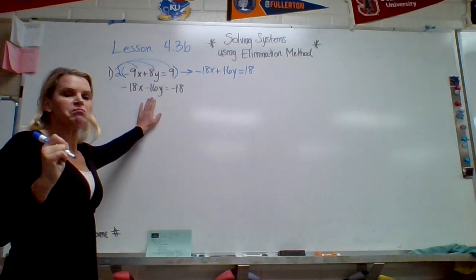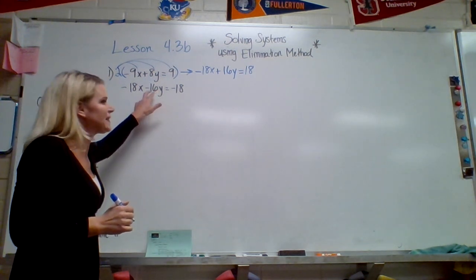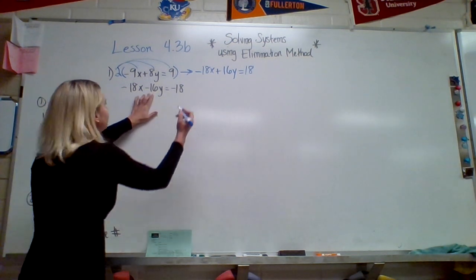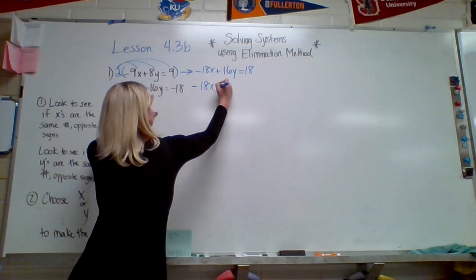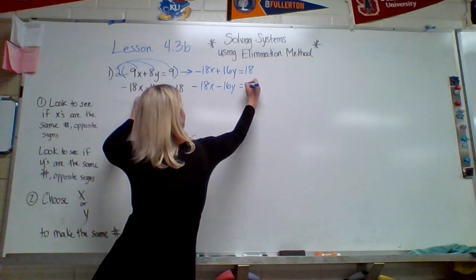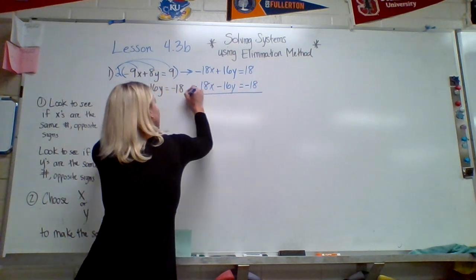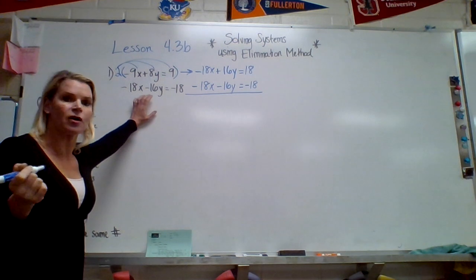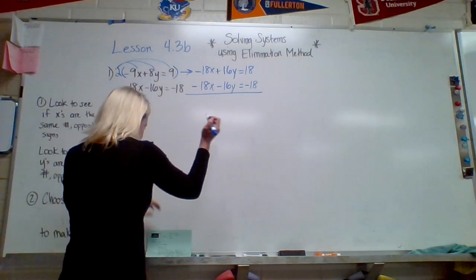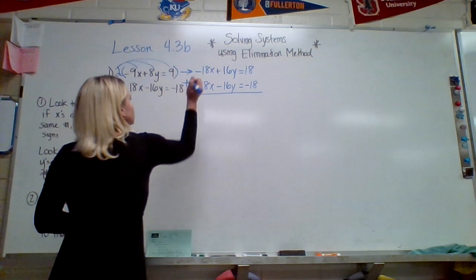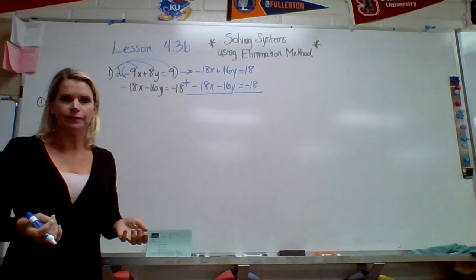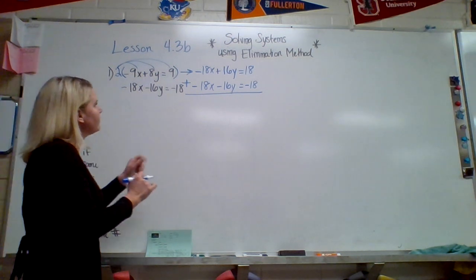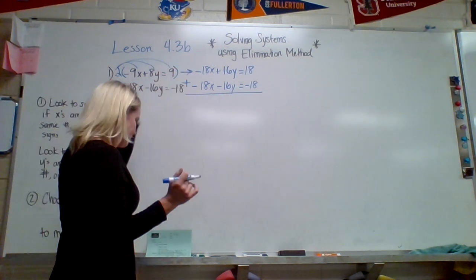The bottom equation, I don't need to change at all. Remember, I wanted this 16 to cancel out. So I'm going to rewrite the bottom equation as is, negative 18x minus 16y equals negative 18. And I'm going to now focus on the y's because the y's are going to be able to cancel out. So I can add these two equations. And this is now what we did last week. My y values are the same number and they're positive and negative. So I have negative 18 plus negative 18.